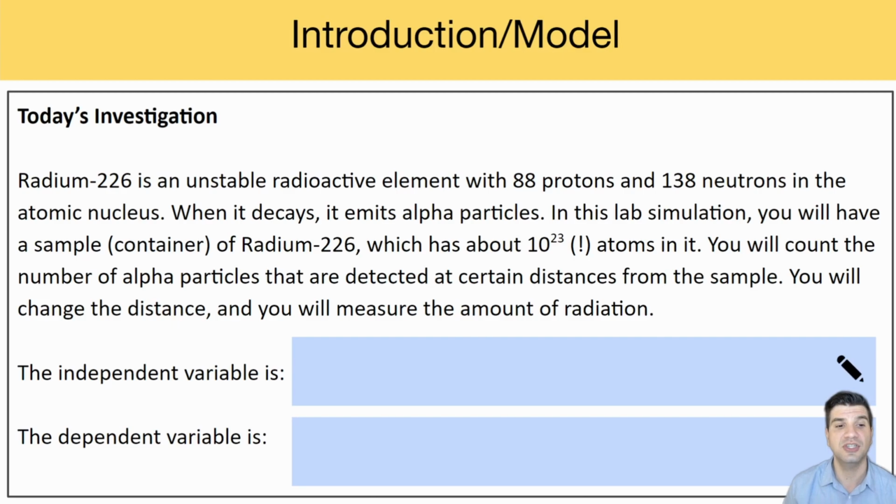Now, in this simulation, you will have a sample, a container of radium-226, which has about 10 to the 23rd atoms in it. You will count the number of alpha particles that are detected at certain distances. You will change the distance and you will measure the amount of radiation.